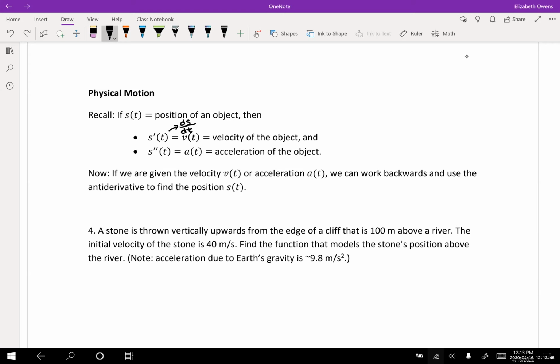If you're working in English or American units, you could also write this as about 32 feet per second squared. So that works. But make sure to use whatever units your problem is using. Since ours is in meters, 100 meters above a river, 40 meters per second, we're going to want to use this 9.8 meters per second squared for acceleration in this problem.